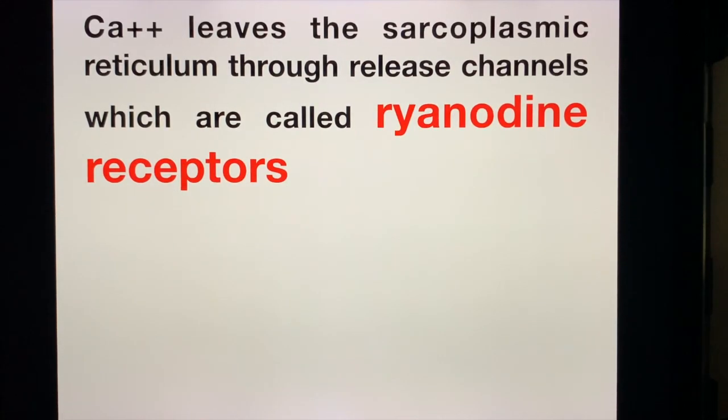Now, something very important for the boards or any exam in physiology is your ryanodine receptors. So what are these ryanodine receptors? You will take note that these are found in your cardiac muscle. So as calcium leaves the sarcoplasmic reticulum, it will leave through release channels, which we call the RyR receptors or the ryanodine receptors. This is specific for the cardiac muscle.